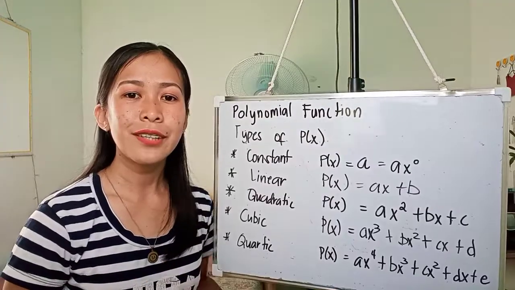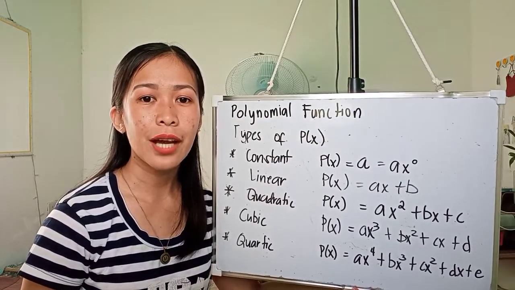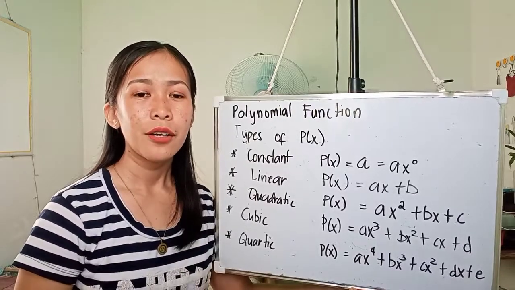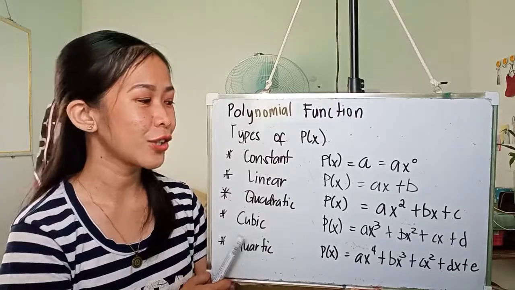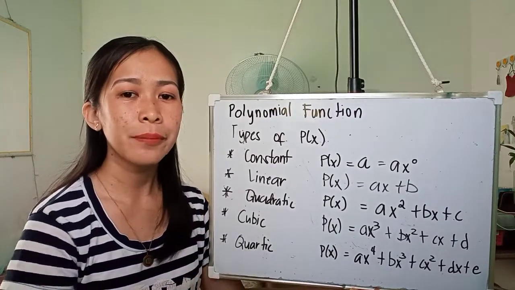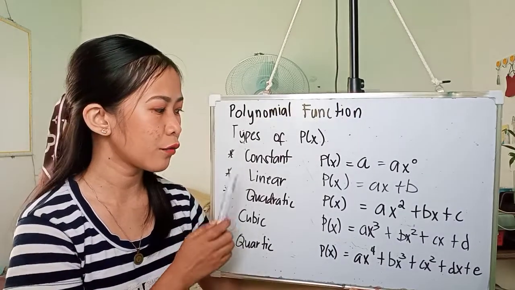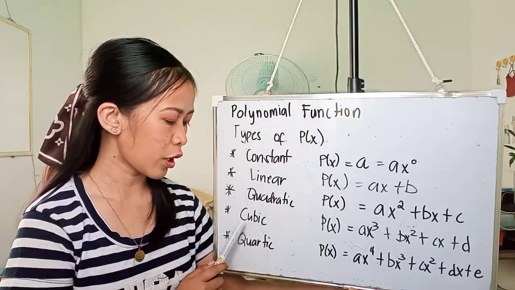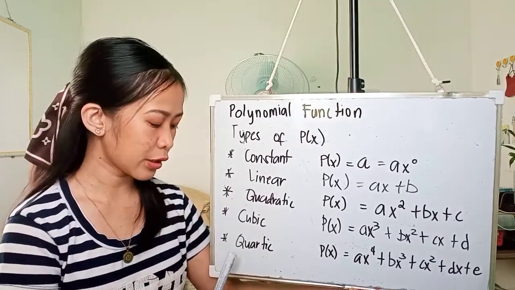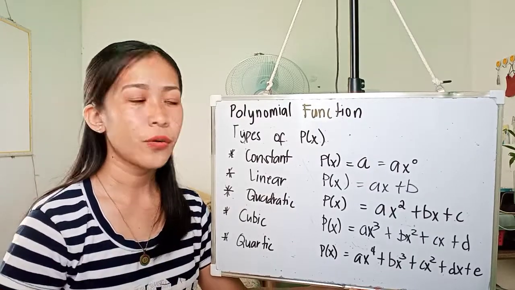Tama? So now, let us discuss the different types of polynomial functions. Andyan na nga siya, given na siya, bibigay ko na siya sa inyo. These are the different types of a polynomial function. We have constant function, linear function, quadratic function, the cubic function, and the quartic function, and so on.